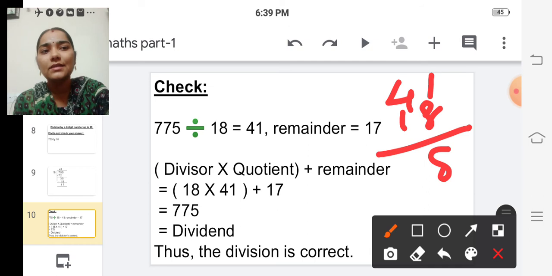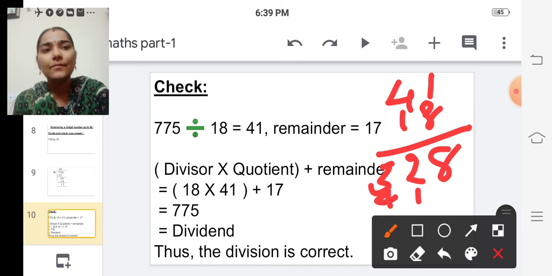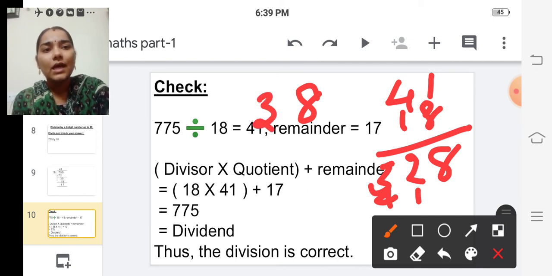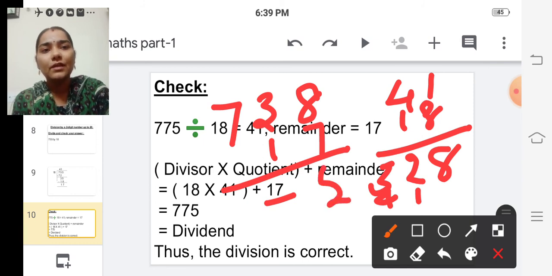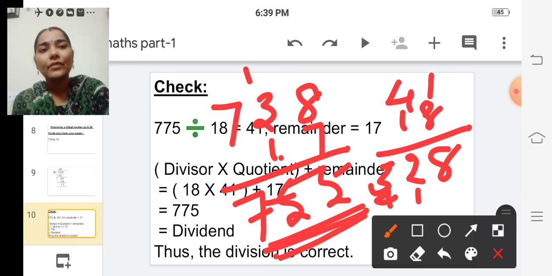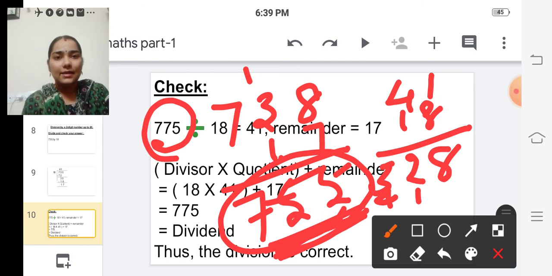So 1 8 is 8, 8 4s are 32, and 1 4. So we'll get the answer 8, 2 plus 1 is 3, and 3 plus 4 is 7. 738 plus this 17, which is equal to: 8 plus 7 is 15, 3 plus 1 is 4, 4 plus 1 is 5, and 7. So we'll get the dividend, isn't it? We'll get the dividend. So our answer is correct.